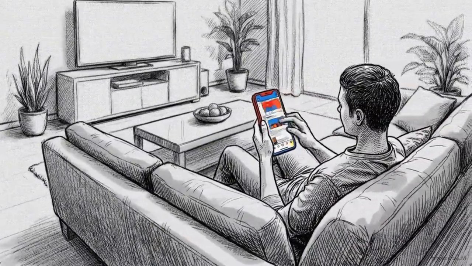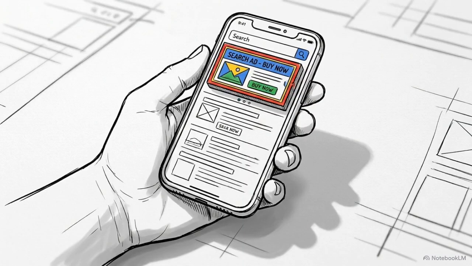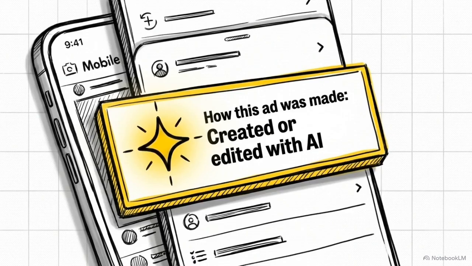We can now look at exactly what the end consumer experiences when viewing the approved ad on Search, YouTube, or Discover. Consumers can interact with the ad globally by clicking the 3-dot menu or the information icon. This expanded menu shows the My Ad Center dropdown. Inside, a specific block states how this ad was made, created or edited with AI.